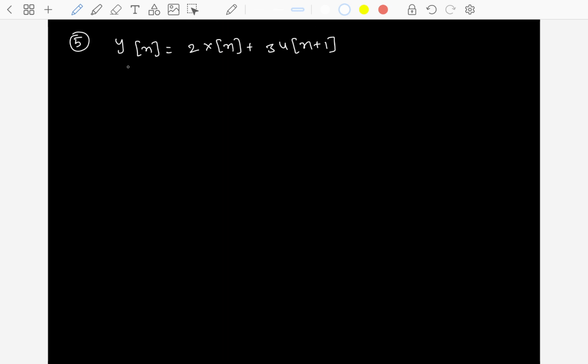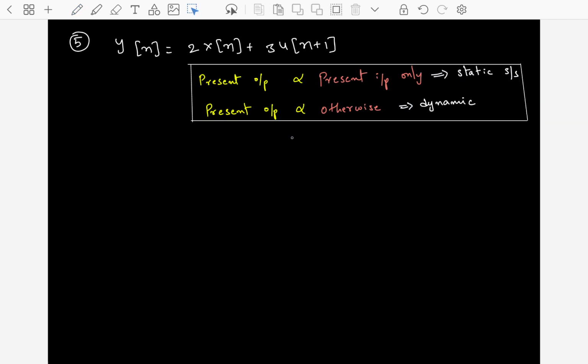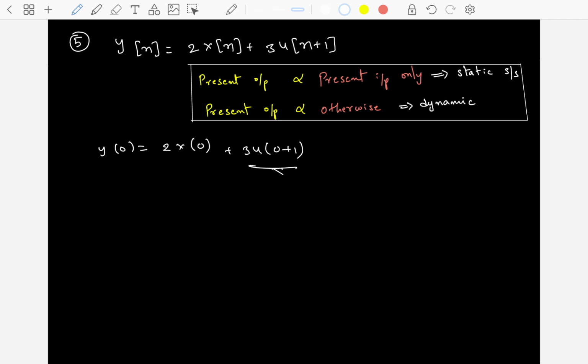Next, the fifth example. y of n is equal to 2 into x of n plus 3 into u of n plus 1. We will check for different values of n. For n is equal to 0, y of 0 is equal to 2 into x of 0 plus 3 into u of 0 plus 1. This is not the input, this is a constant. This is the input and this is the output. Here the output is at n is equal to 0 and the input is also at n is equal to 0.